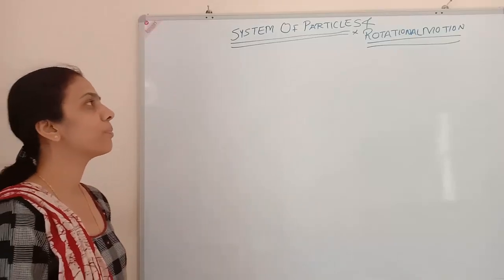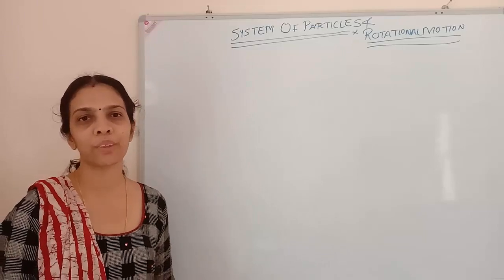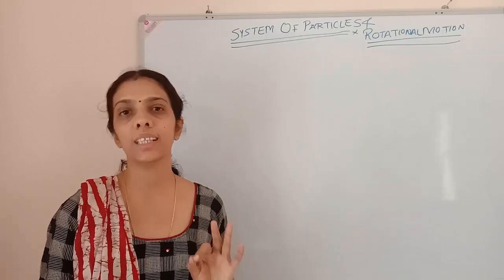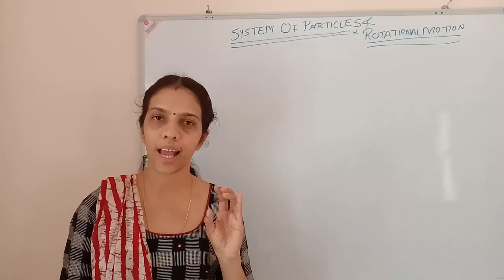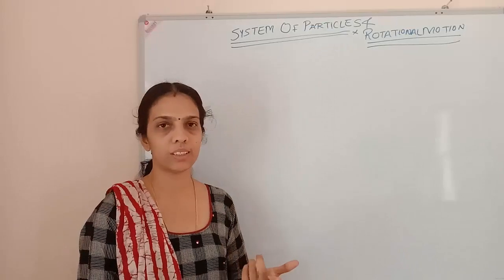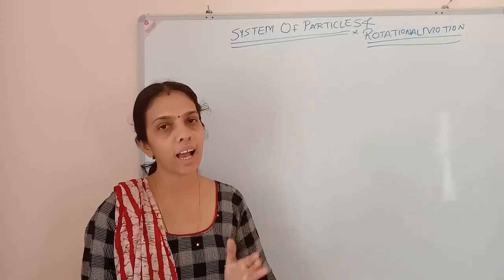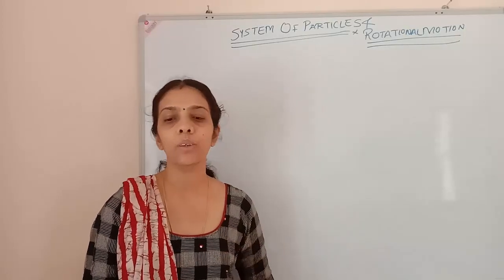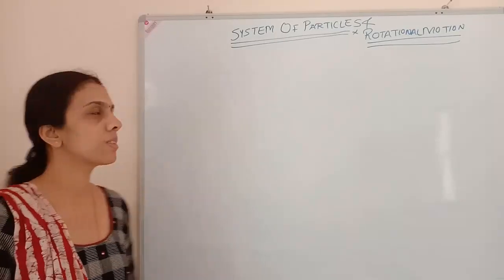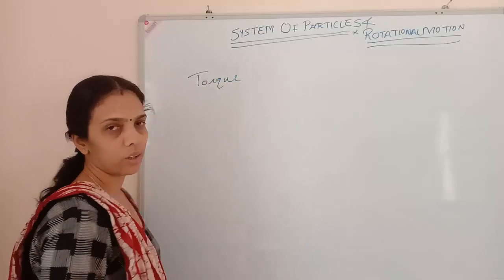In today's topic, we are going to continue with the system of particles and rotational motion. In this chapter, we have learned up to angular velocity and angular acceleration. Angular velocity is the rotational analog of linear velocity, and angular acceleration is the rotational analog of linear acceleration. Now we are going to study the rotational analog of force. The rotational analog of force is called the torque acting on the system.